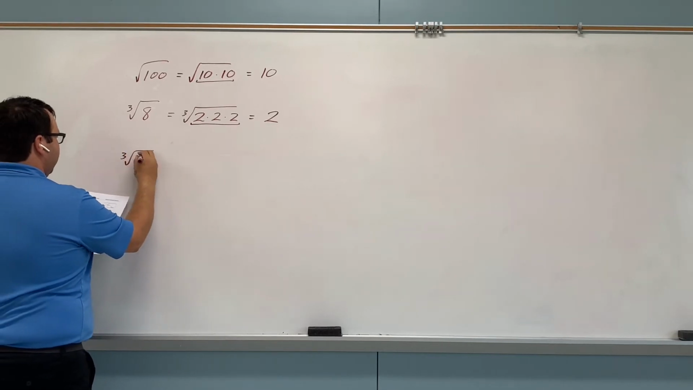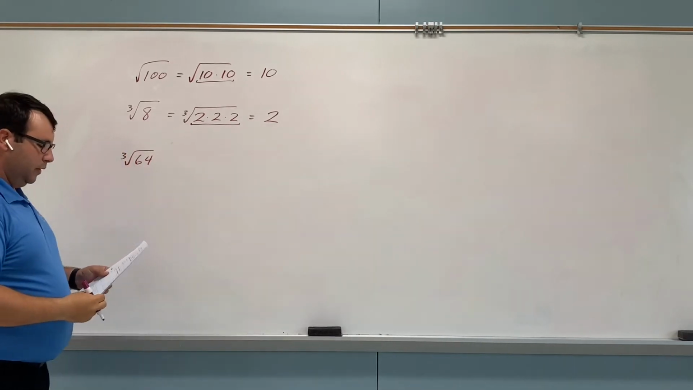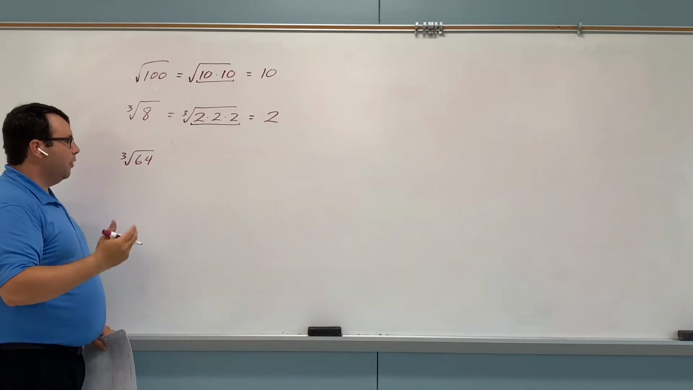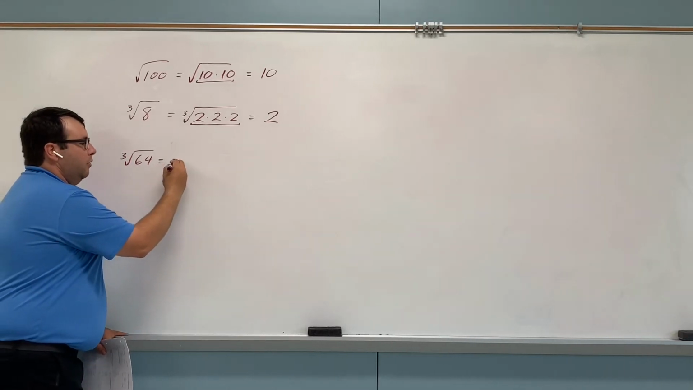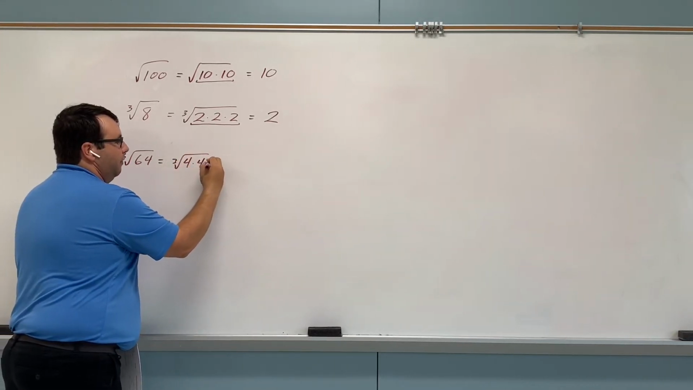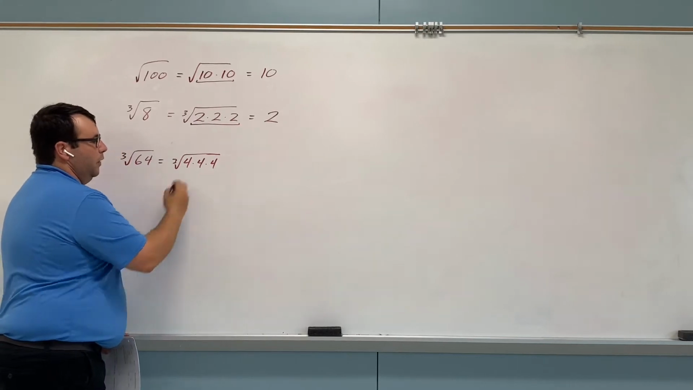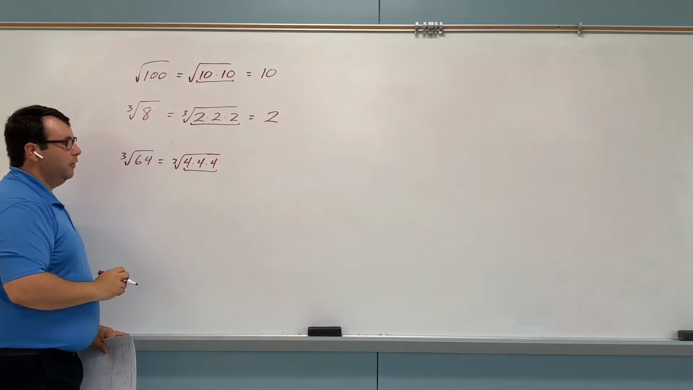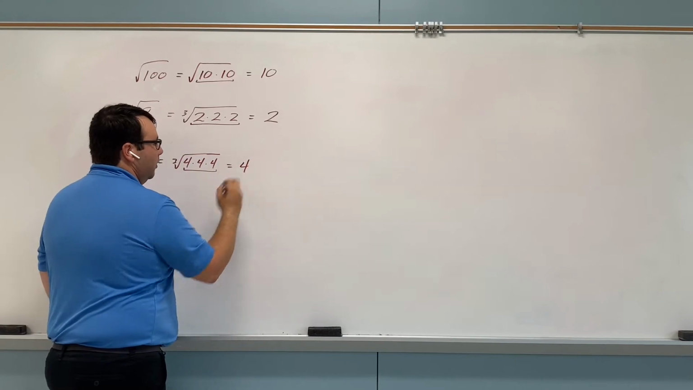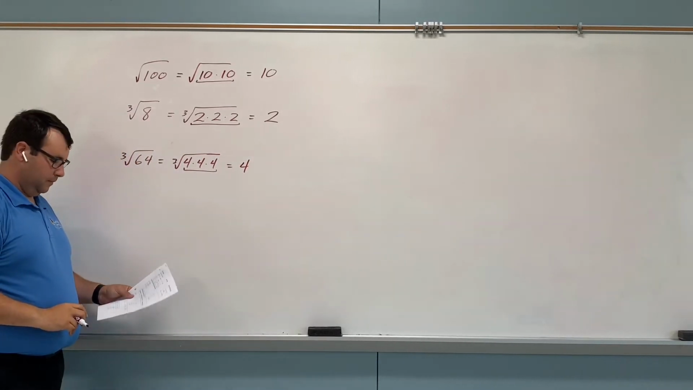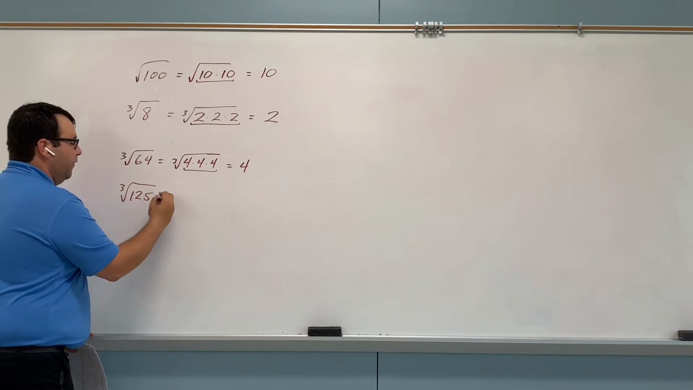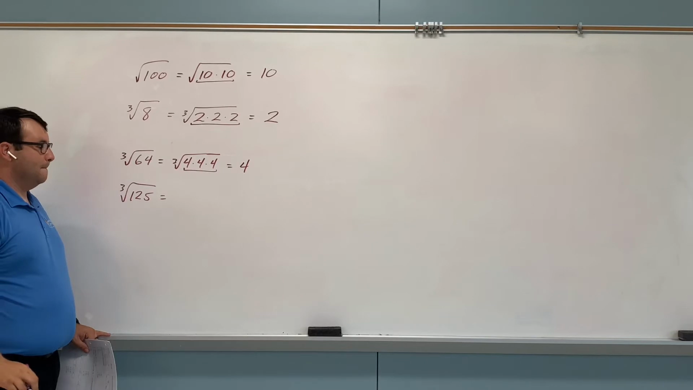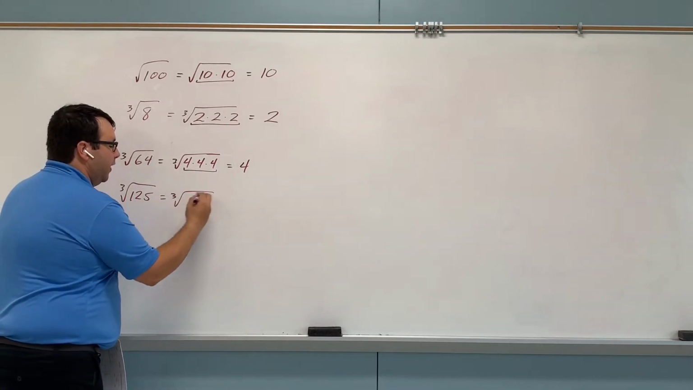Let's say I have the cubic root of 64. These will probably start going a little bit quicker as you get more practice. The cubic root of 64 could be broken down. So I have 4 times 4 times 4. There are 3 of the same exact term here, so I can pull that 4 out. And there's my solution. How about the cubic root of 125? Well, 125 could be broken down into 5 times 5 times 5.